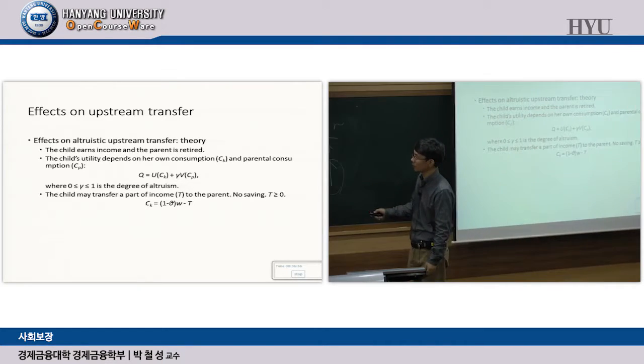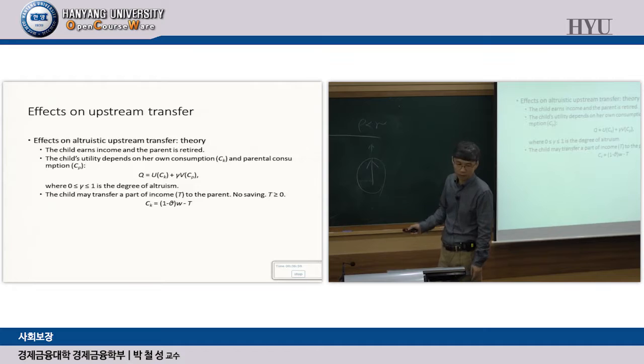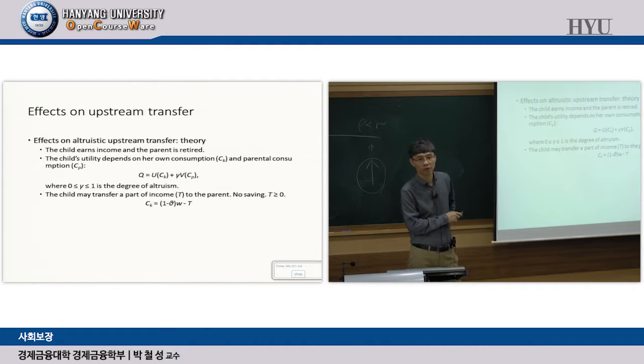We assume T is greater than or equal to 0, positive. 0 means she doesn't transfer anything. One way that happens is gamma equals 0. If she doesn't care about her parents' welfare, she has no reason to give money to them. So obviously, if gamma is 0, then T is 0. But that's not the only case. Even if she cares about her parents, she may not give any money to them, depending on the situation that we will see later.